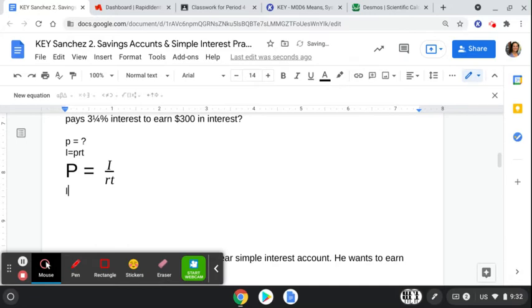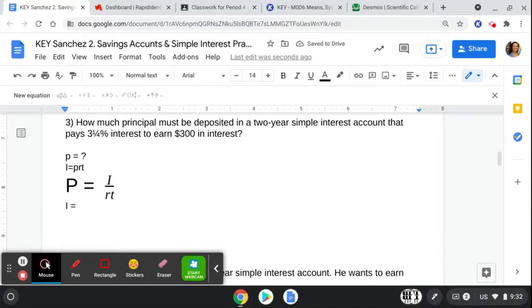Okay, so this time the interest we're trying to earn is 300. Do you see right there where it says that? And then the rate is 3 1/4. We have to take that and make it 3.25% or 0.0325. How are you doing on that?